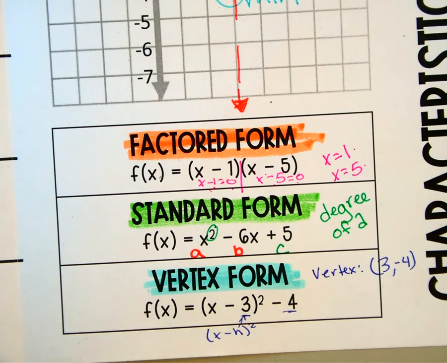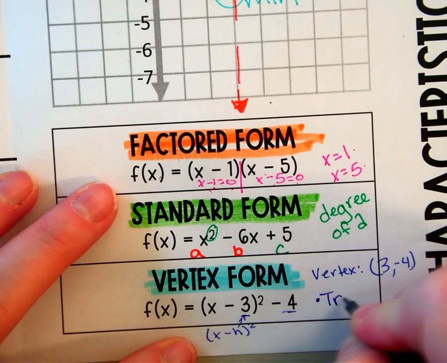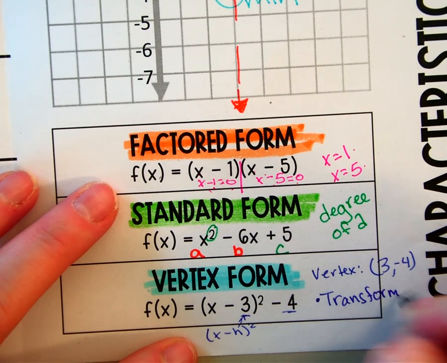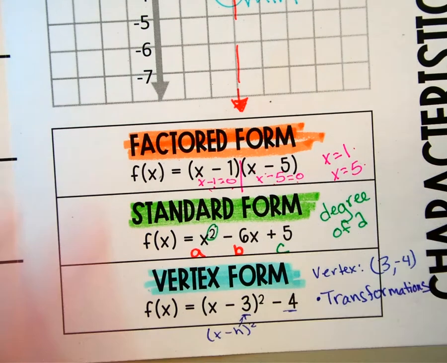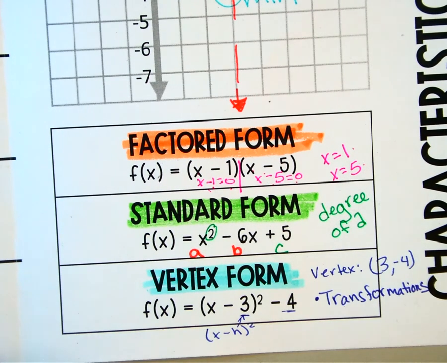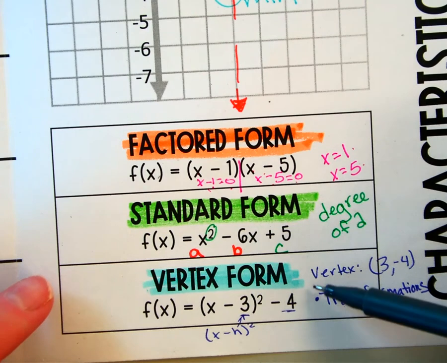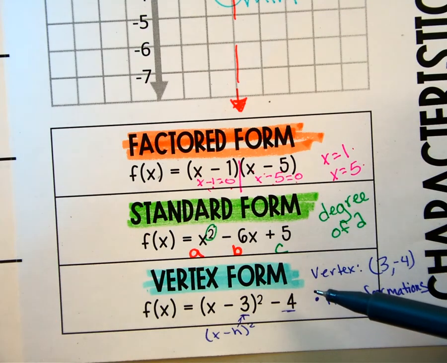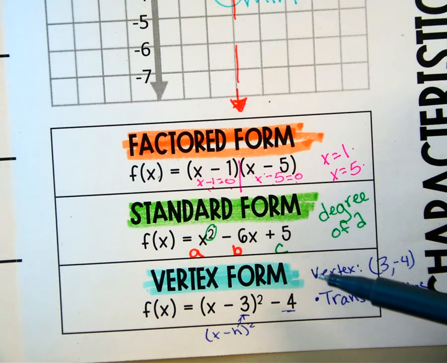That's helpful, especially when you're dealing with word problems that need that vertex, because you're looking for your maximum value or you're looking for your minimum value. Bam, it's right there in the equation. You don't really have much work to do. The other thing is you can easily see your transformations. So if you don't have your calculator, you're trying to graph it, your transformations are nice because you can see where your vertex is, and then you can move it 3 to the right and then down 4 like we were just talking about in our last unit. So these 3 forms are the different ways we can write our quadratics. And these 3 equations are all for the same quadratic.